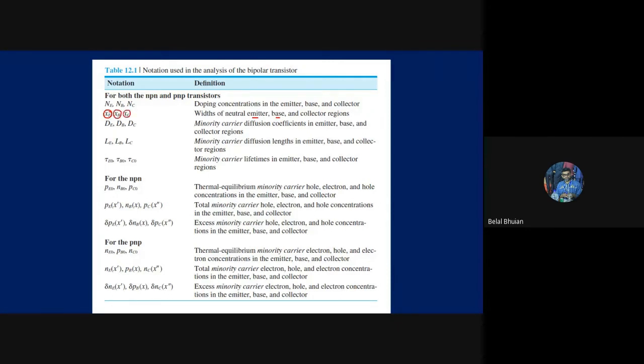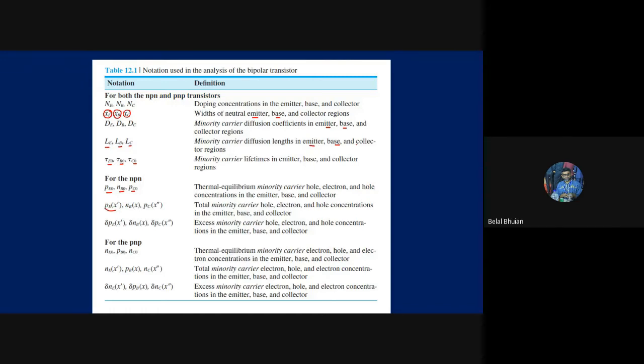De, Db, Dc are minority carrier diffusion coefficients in emitter, base, and collector regions. Le, Lb, Lc are the minority carrier diffusion lengths in emitter, base, and collector. Tau E naught, tau B naught, tau C naught are minority carrier lifetimes in emitter, base, and collector regions. And in case of NPN, PE naught, NB naught, PC naught are the thermal equilibrium minority carrier hole, electron, and hole concentrations in emitter, base, and collector regions.